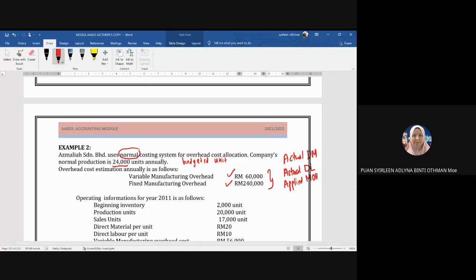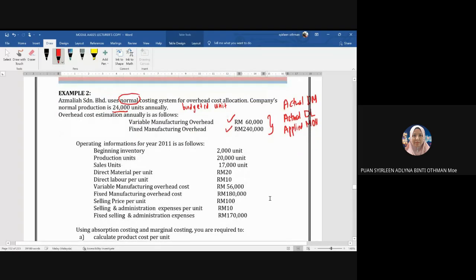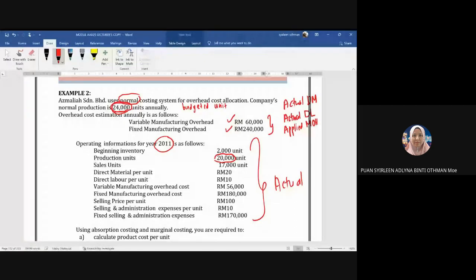Okay? Lepas tu dekat bawah tu dia bagi operating information. Ini adalah actual figures. Baca betul-betul soalan. This is the operating information for year 2011. So this is the actual. Okay, so actual production dia 20,000 sahaja. Ini ialah budgeted unit. Budgeted unit, you hanya guna untuk kira product cost per unit.